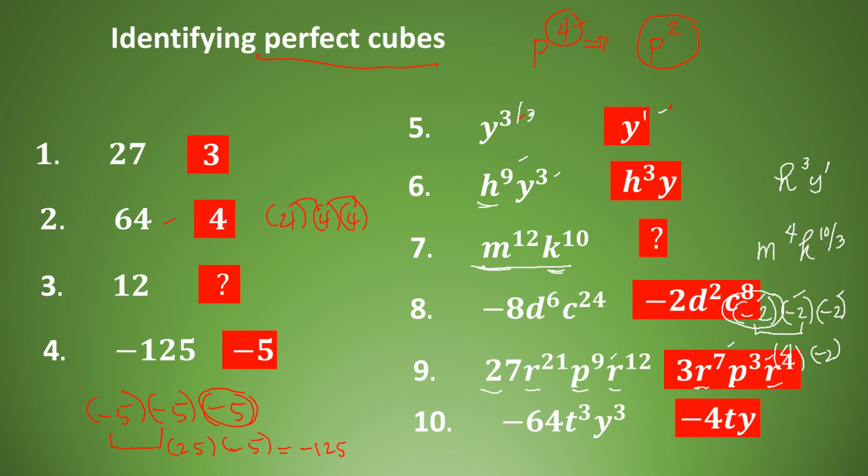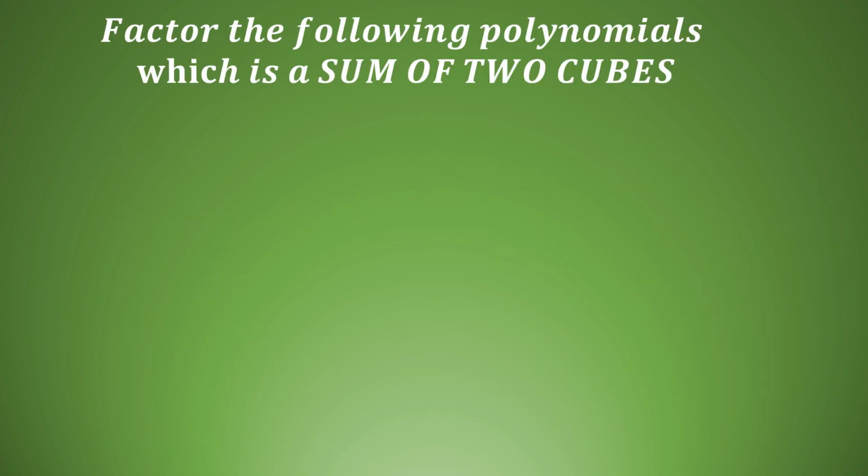Okay, so far, I hope you have already recalled how to identify a perfect cube. It's either a constant or an algebraic expression. Okay, so since you are already familiar with expressions which are a perfect cube, then let's proceed to factoring polynomials, which is a sum of two cubes.